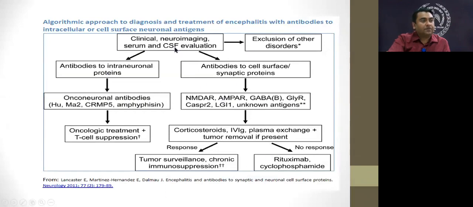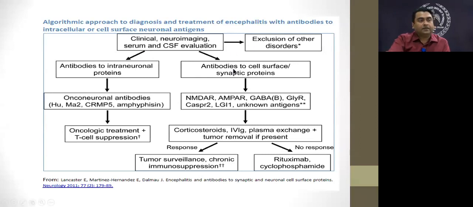Putting that as an algorithm, after the initial evaluation of such a patient, you see what the presentation is and rule out the mimics of antibody-mediated encephalitis. If you identify antibodies which are onconeural, that is, against intraneuronal proteins, like anti-Hu, anti-Ma2, all those, you treat the tumor and consider T cell suppression, because it is the cytotoxic T cell mediated immunity that is considered here.